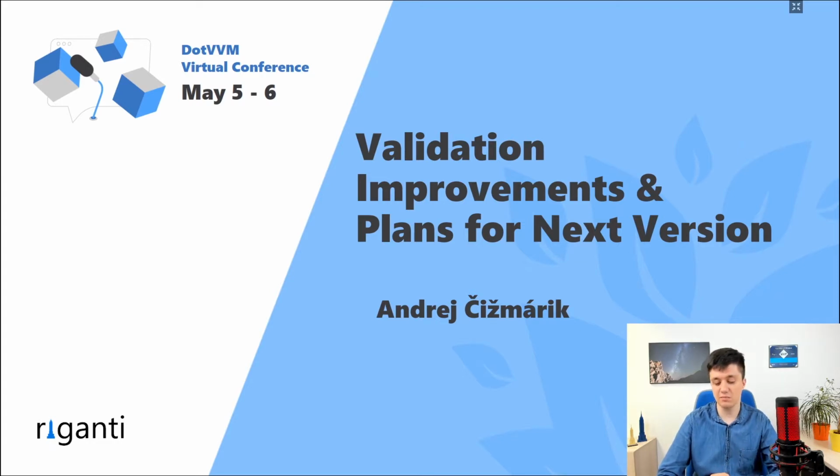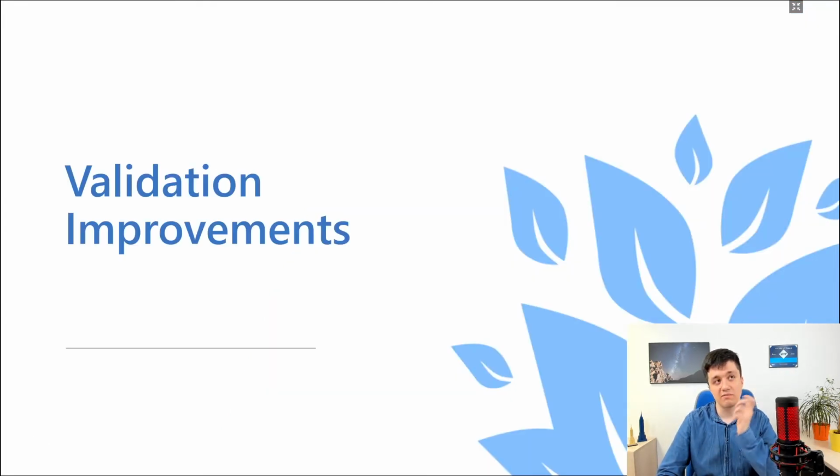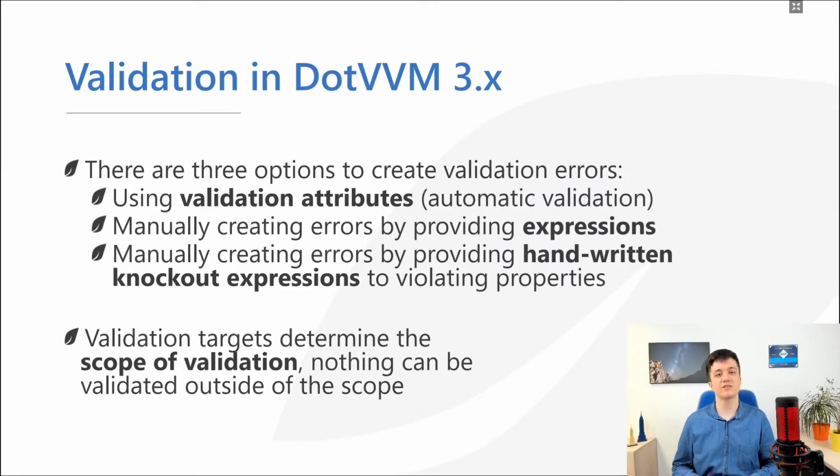But first, let me just briefly recap on how validation worked in versions 3.x, so that we can better appreciate what's new in this validation subsystem. So, validation in DotVVM 3.x, when it comes to creating validation errors, there were basically three options. The first, the most common and the most encouraged option is of course to use our automatic validation mechanism.